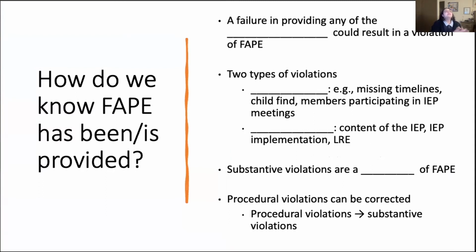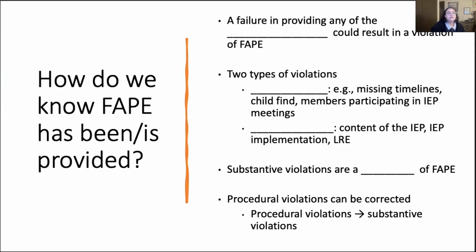All right, so how do we know that FAPE has been or is being provided? A failure in providing any of the services, the word there is services, that the student is entitled to per IDEA and per their IEP, their individualized education program, could result in a violation of FAPE. A violation of FAPE comes in two different ways, but I want you to know that both of those ways are open for litigation, meaning lawsuits, meaning sometimes the tiniest thing could lead to a lawsuit.